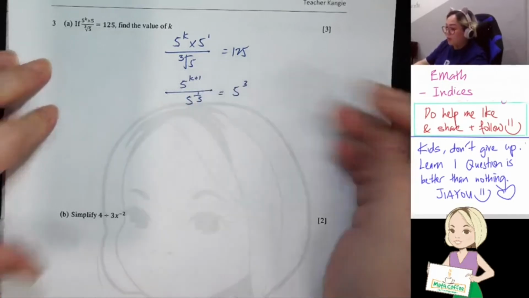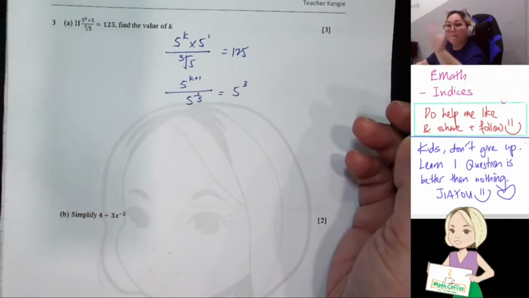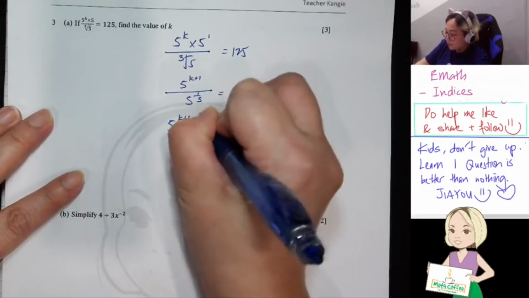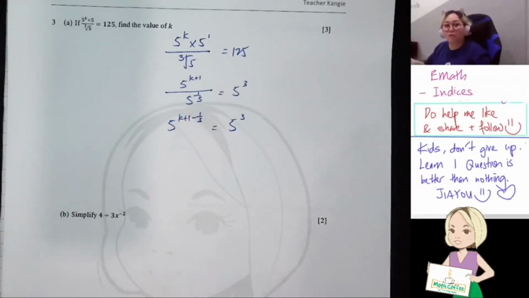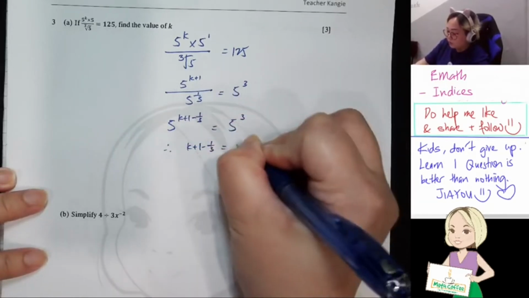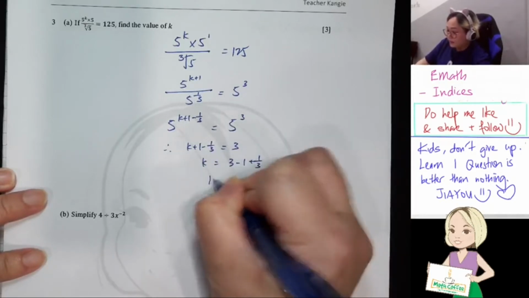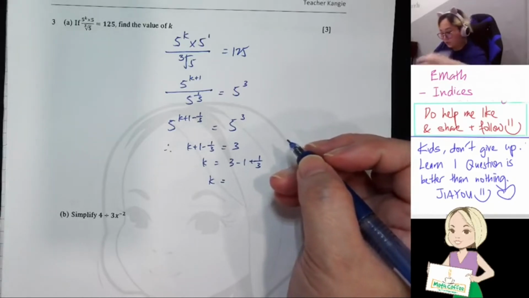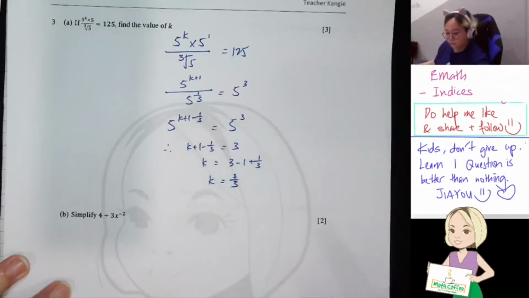Okay, now this one, this is same base divide. When it's same base divide, you minus the power. So it becomes 5 to the power of k plus 1 minus 1/3 equals 5 to the power of 3. Now you see both sides are base 5, right? I can remove the 5 and therefore say that k plus 1 minus 1/3 equals 3. So your k becomes 3 minus 1 plus 1/3, and that gives you 7 over 3. And you are done.